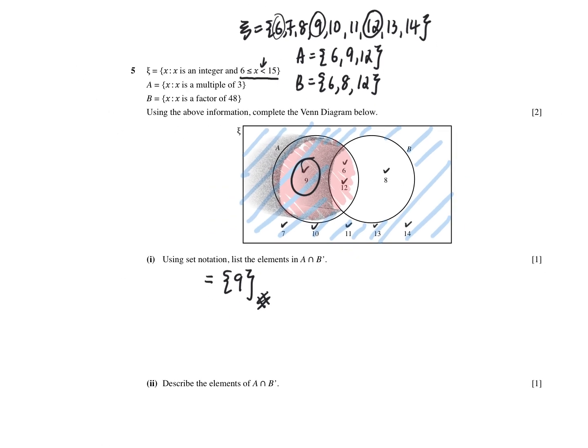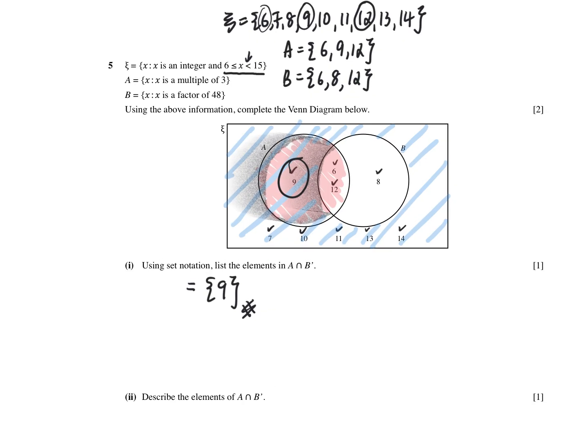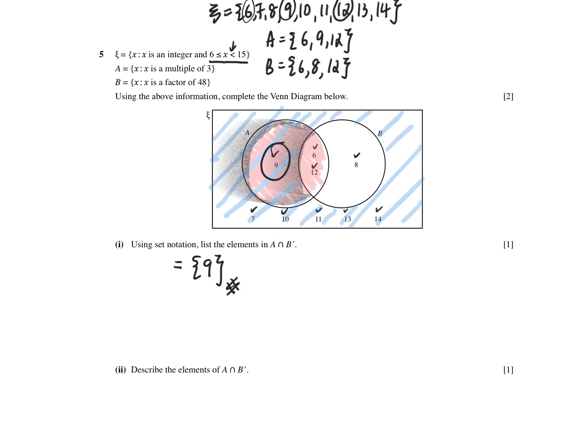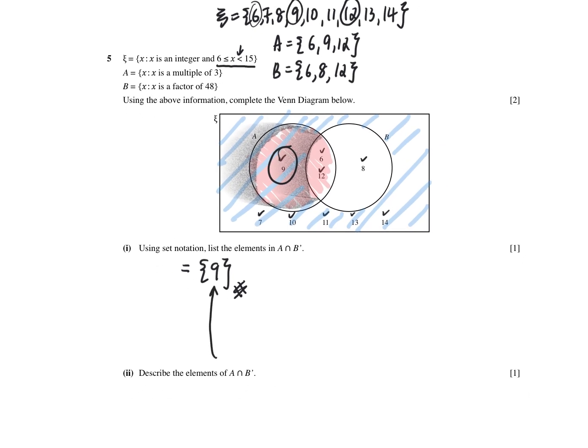Okay. Next one is A intersect. Is it or describe? What is so special about this? You see this one. If you look at this and you try to describe, it is a multiple of 3. Yes. But not a factor of 48.